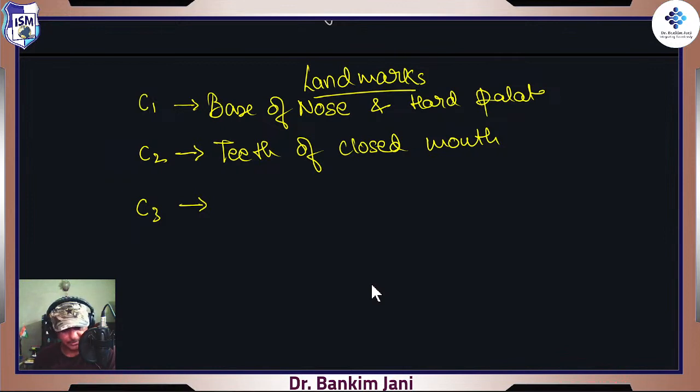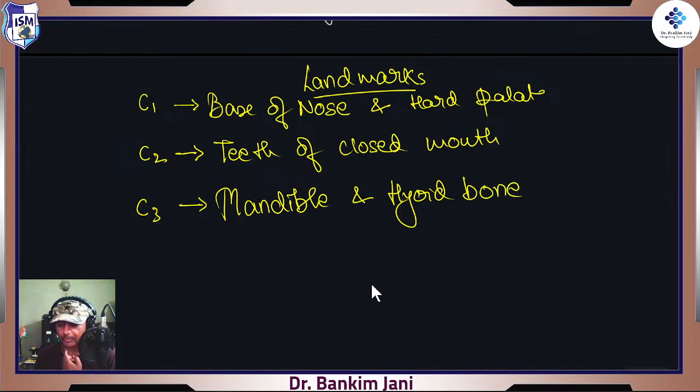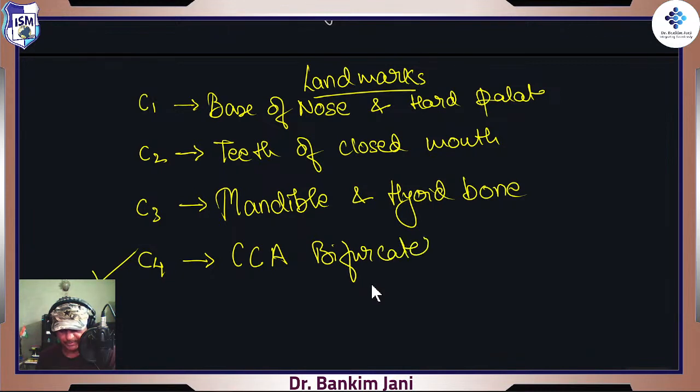So when we talk about C3, this is the level of the mandible, because C2 was the level of teeth, so C3 will be the level of the mandible and the hyoid bone. C4 is the super best. That's the level at which the common carotid artery bifurcates.